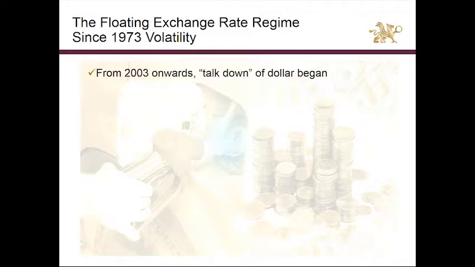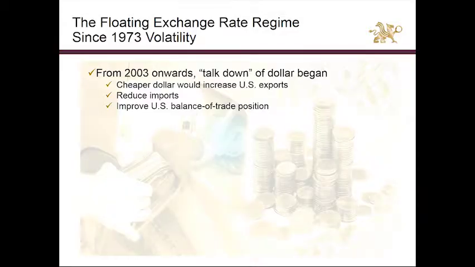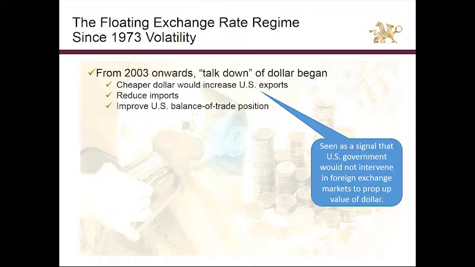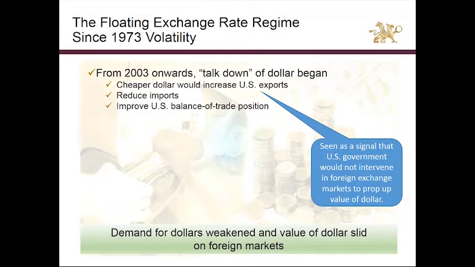From 2003 onwards, U.S. government officials began to talk down the value of the dollar, in part because the administration believed that a cheaper dollar would increase U.S. exports and reduce imports, thus improving the U.S. balance of trade position. Foreigners saw this as a signal that the U.S. government would not intervene in foreign exchange markets to prop up the value of the dollar. As a result of all these factors, demand for dollars weakened and the value of the dollar slid on the foreign markets.